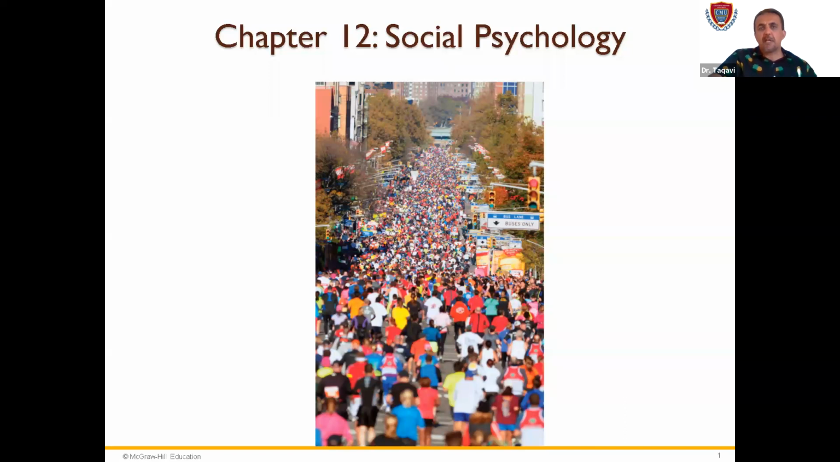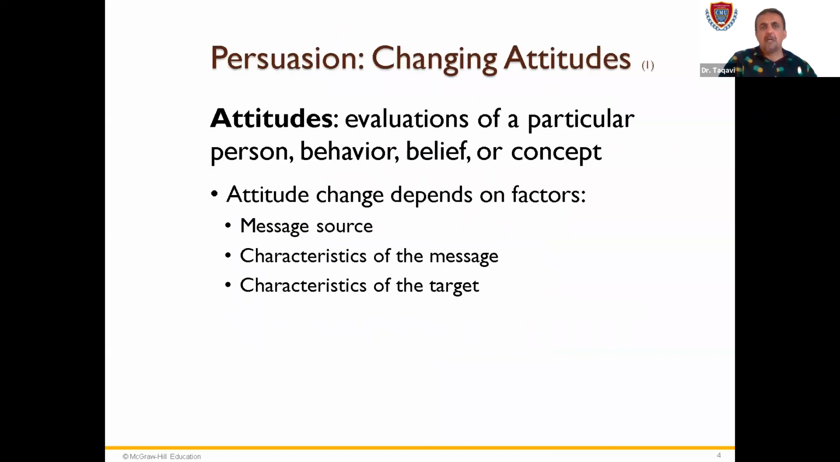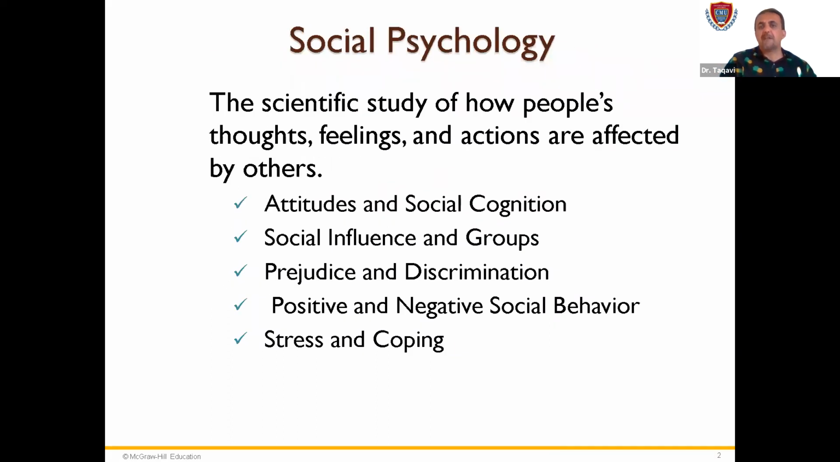The keyword of social psychology is group. So in a very, very simple definition, we consider the scientific study of how people's thoughts, feelings, and actions are affected by others. We are talking about our environment, our community, our society, our country, our race, our ethnicity, our nation, and also our globe or our world as the planet Earth.